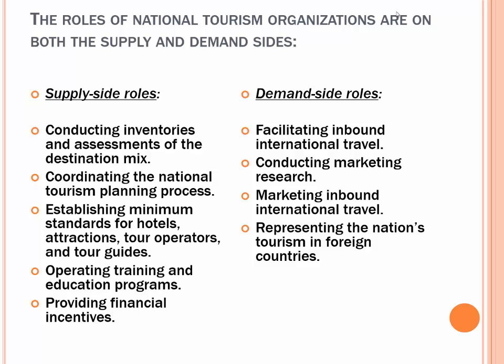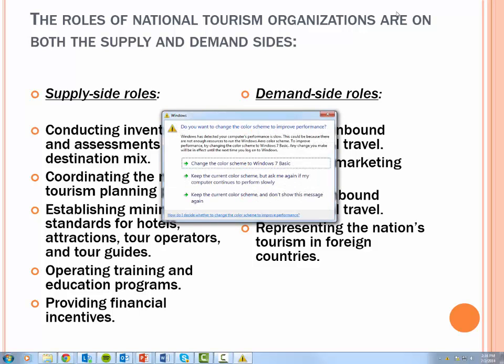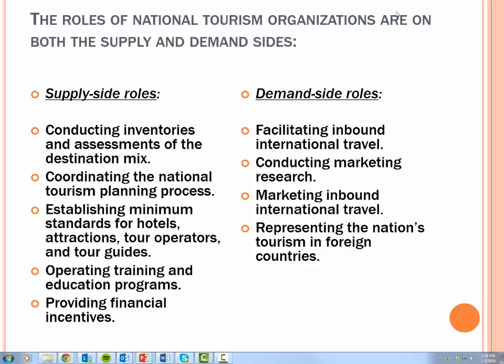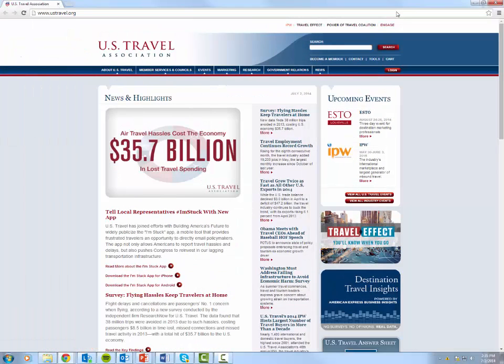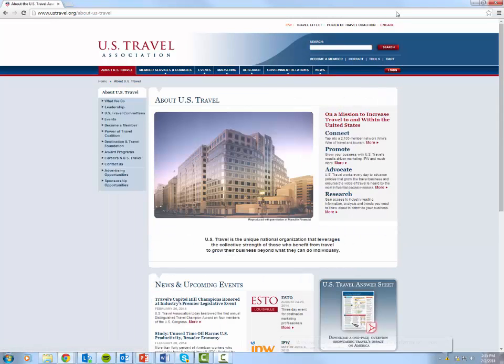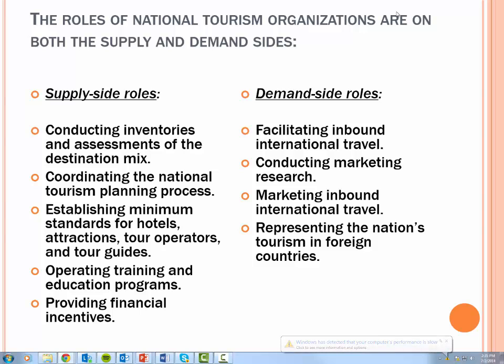Your book outlines the supply and demand side roles of national tourism organizations, and I've included them on this slide. If you look at the demand side roles regarding facilitating inbound international travel, conducting marketing research, marketing inbound international travel, and representing the nation's tourism in foreign countries, and then take a look at the U.S. Travel Association mission, as well as, we just looked at Brand USA's. U.S. Travel is on a mission to increase travel to and within the United States. So you can see that the mission of both of these organizations are in direct alignment with the demand side roles outlined here.